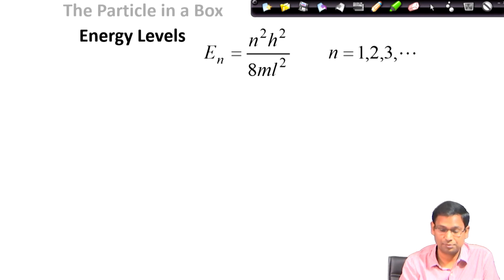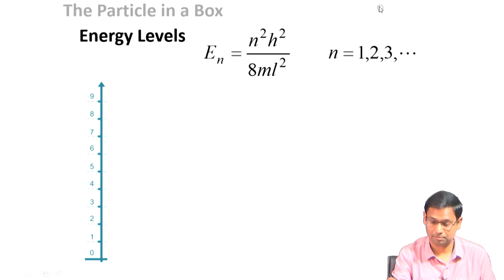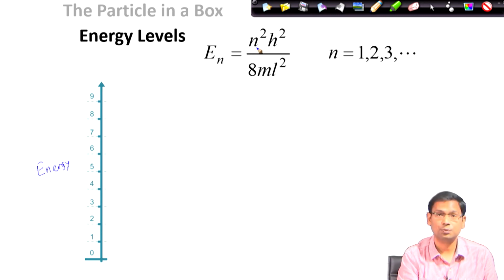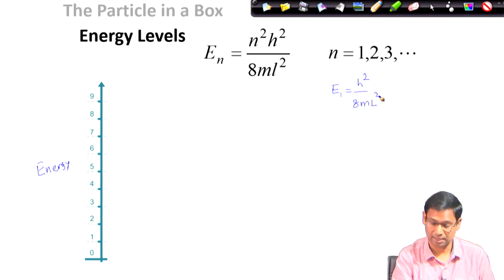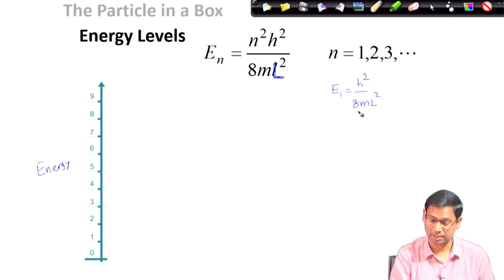First comes the energy levels. E n equals n square h square divided by 8 m L square. So, here I have one y axis that would be for energy. If I put n equals 1, then I see E 1 will be h square by 8 m L square. To remain consistent with our previous notation, this should be capital L. E 1 is h square divided by 8 m L square, the mass of the particle, the length of the box.